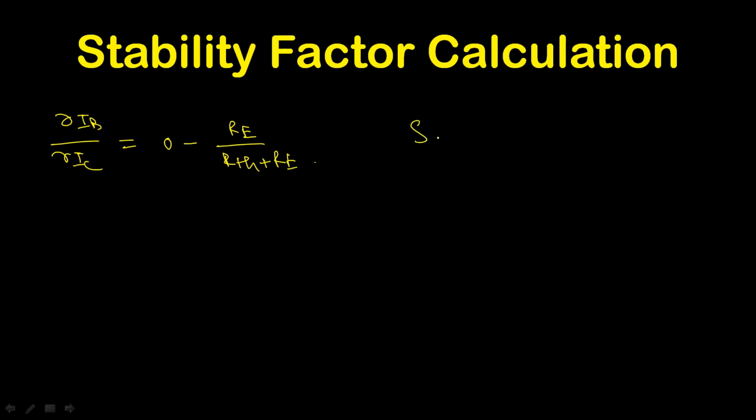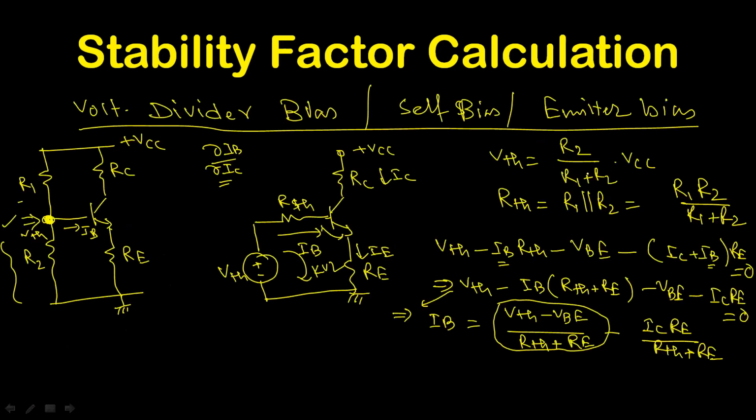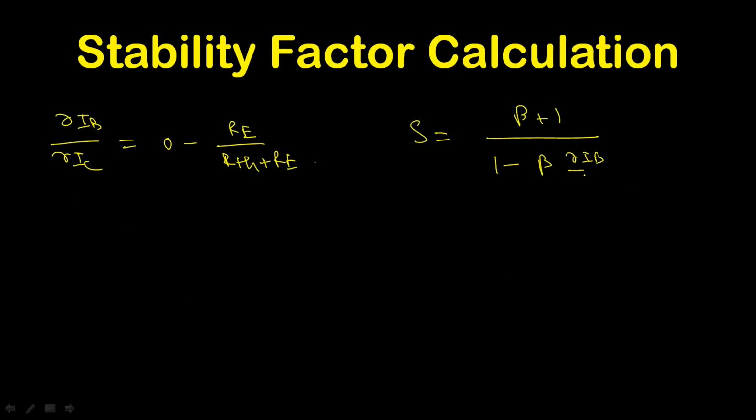Now we can put this expression here: S equals beta plus 1 by 1 minus beta del IB by del IC. So this is the general expression, and we can put that in. So beta plus 1 by 1 minus, this is minus, so minus minus plus, beta RE by RTH plus RE. So this is the result we are getting.